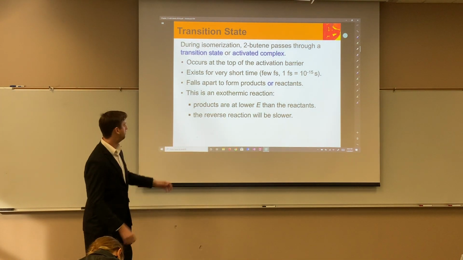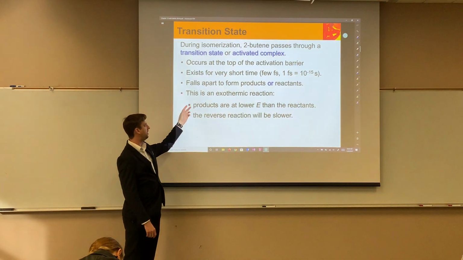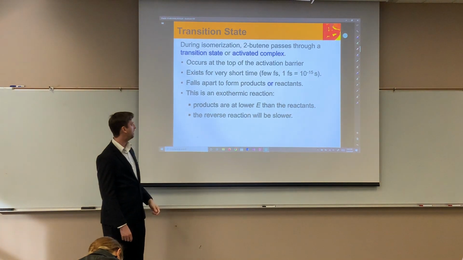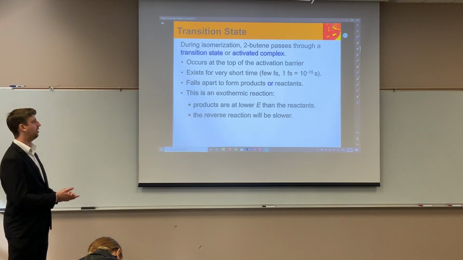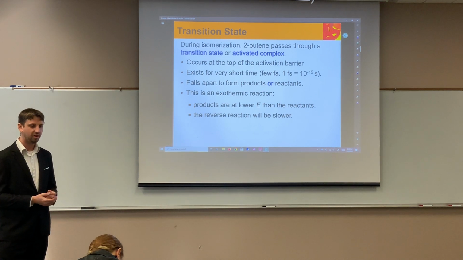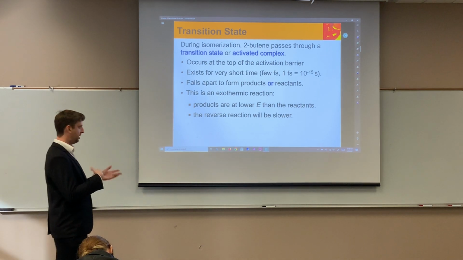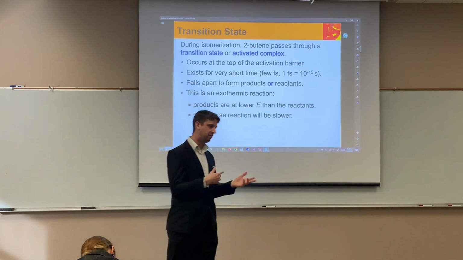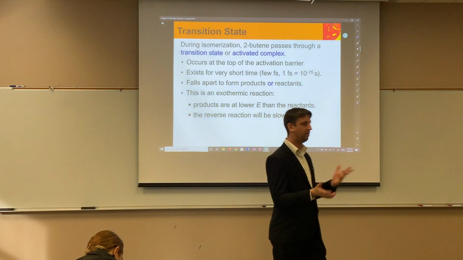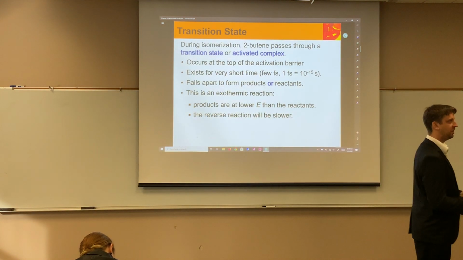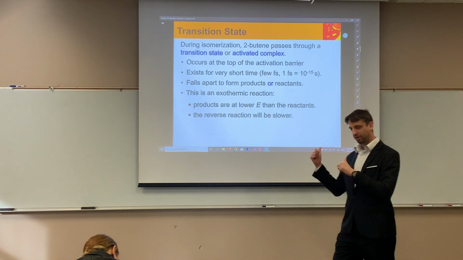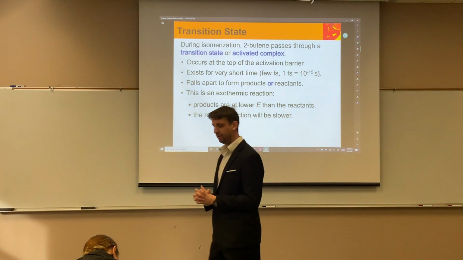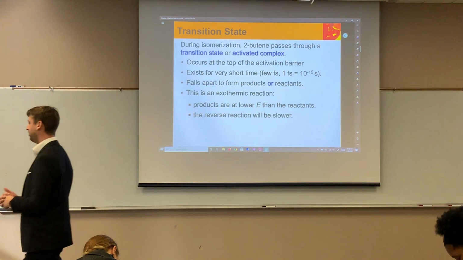And then, I guess there should be an if statement there. If we're dealing with an exothermic reaction, then the products are at lower energy and the reverse reaction will be slower. If it's endothermic, then the products are at higher energy and the reverse reaction is going to be faster. So it's just the mirrored statements. Again, I'll put this into a graphical form in just a minute, and then you can maybe see it a little easier.